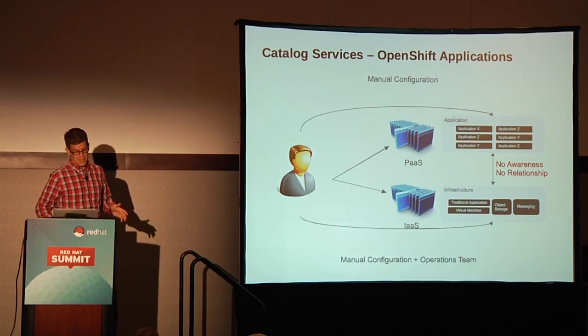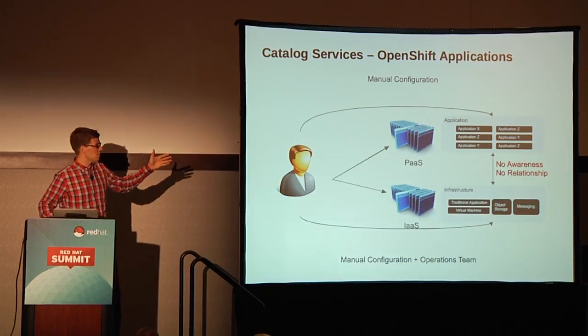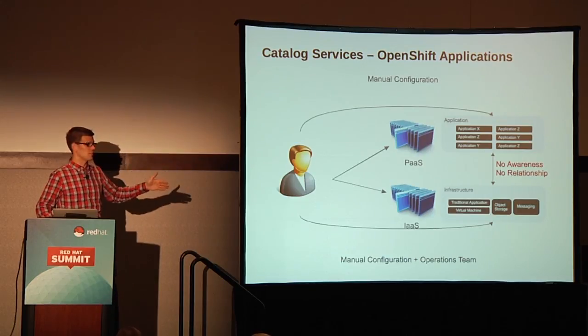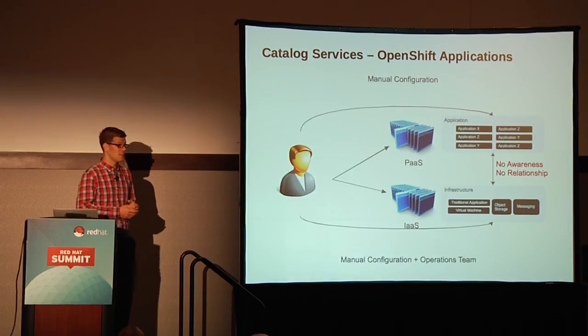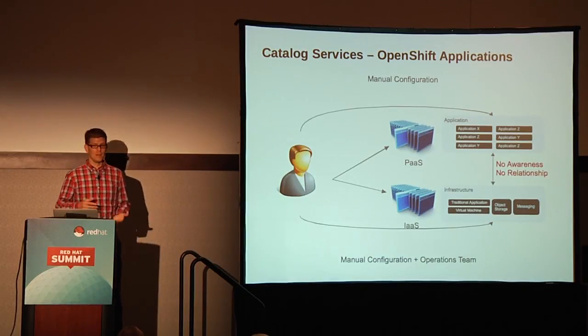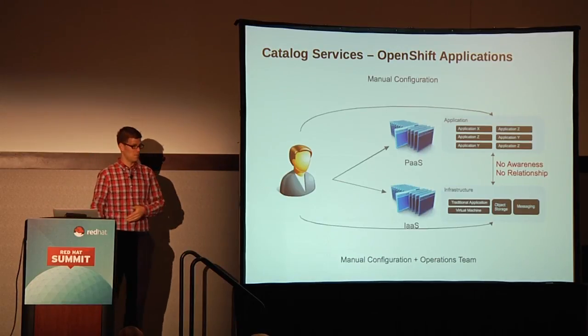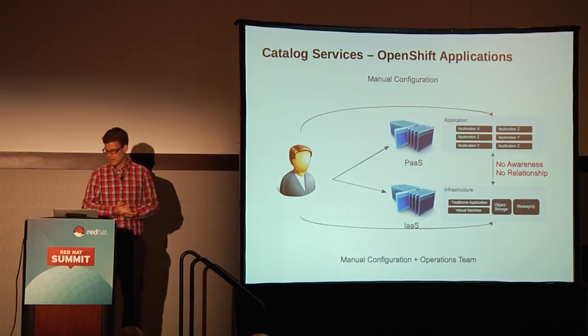So there's no awareness and no relationship. Well, on top of that, your developer basically has to manually configure this by going to the application and then manually configuring the infrastructure, which you'd probably never let your developer even do. So he basically has to call your ops team and say, hey, I spun up my new PaaS app, but my Oracle database, I need another Oracle database to go with this. And so your DBA now has to get involved, and there's a risk of human error and all that, right?